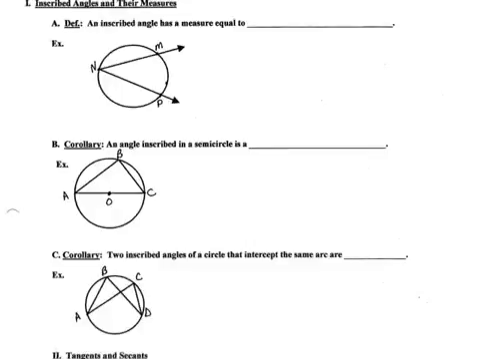In this lesson we will talk about properties of inscribed angles and then also talk a little bit about secants and tangents. So our first definition: an inscribed angle has a measure equal to 1/2 the intercepted arc. So here's the intercepted arc and our angle measure would be there.